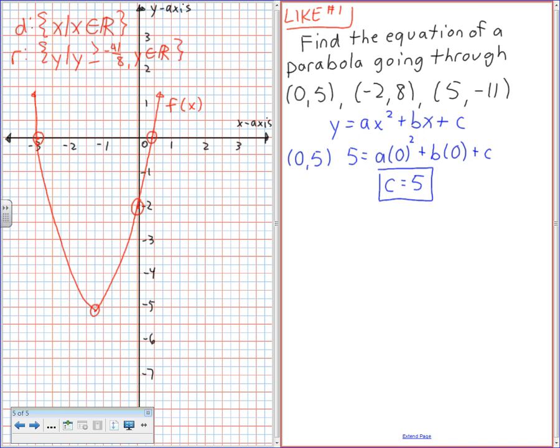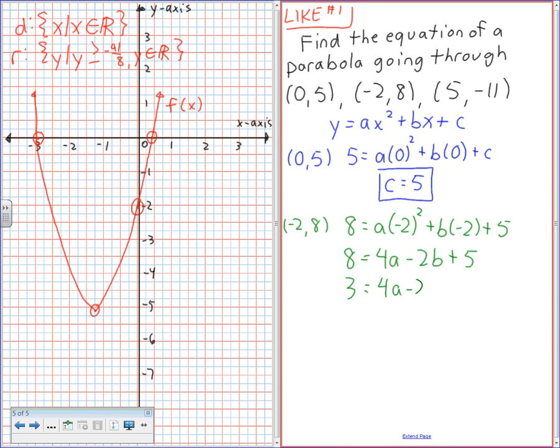Okay, somebody brave give me the next equation, please. Olivia, go ahead. You can pick the 1, -2, and 8. Yeah. So you sub in the -2 for the x, and the 8 for the y. Great. And then the 5 for the c. So it would be 8 equals 4a minus 2b plus 5. Great. And then you move the 5 over, we get 3 equals 4a minus 2b.